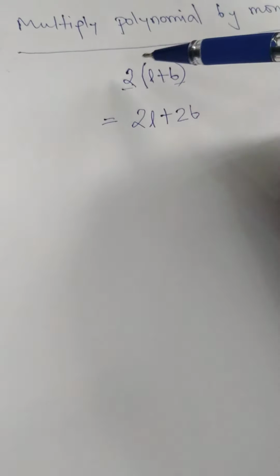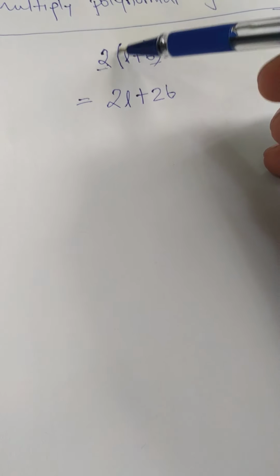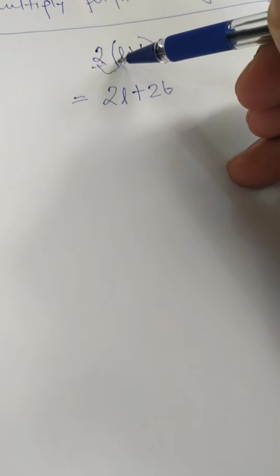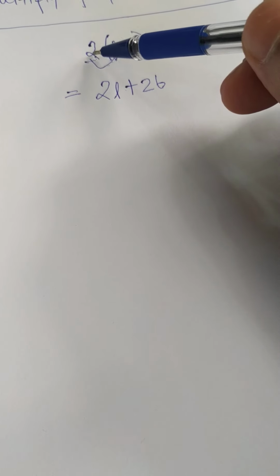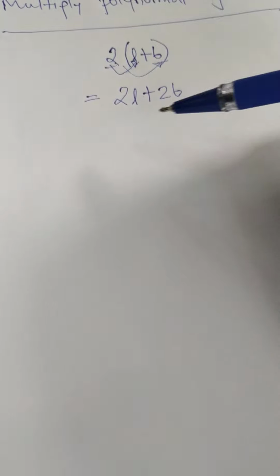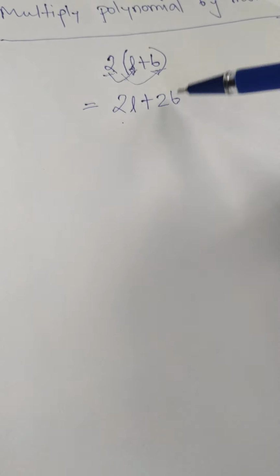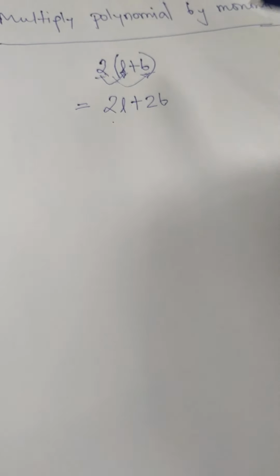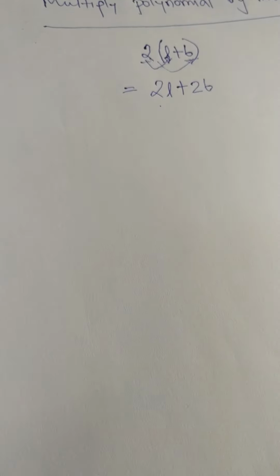This is actually what we call the distributive property. If we put a bracket and a number outside the bracket, we need to know that we will multiply this 2 with first L. First this 2 gets multiplied by L, then the plus sign comes, then again this 2 will get multiplied by B. So this is an example of the distributive property, and we will use this method to multiply a polynomial by a monomial.